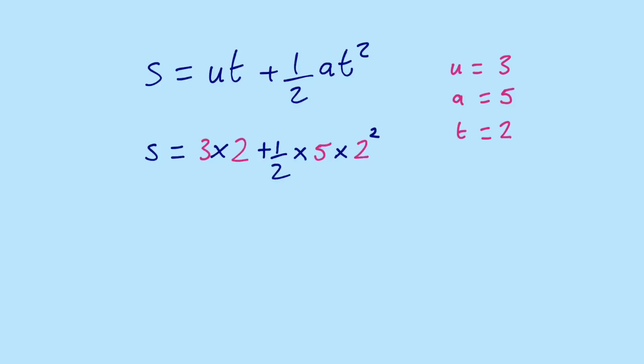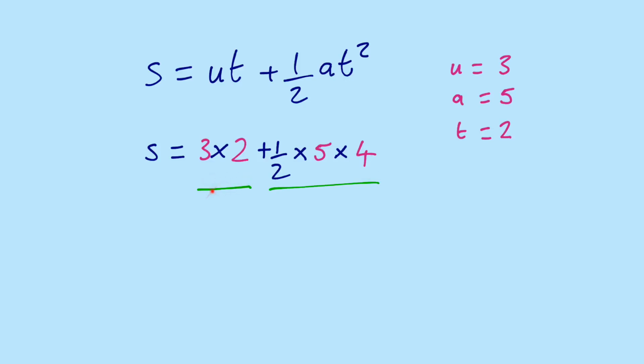When there are a lot of operations, please be careful when you're applying your rules of BODMAS. So as you can see, it'll be the power that we do first before any division or multiplication. So 2 squared, do that bit first, which is 4. And then the next line, we do the 3 times 2 and the half multiplied by 5 times 4.